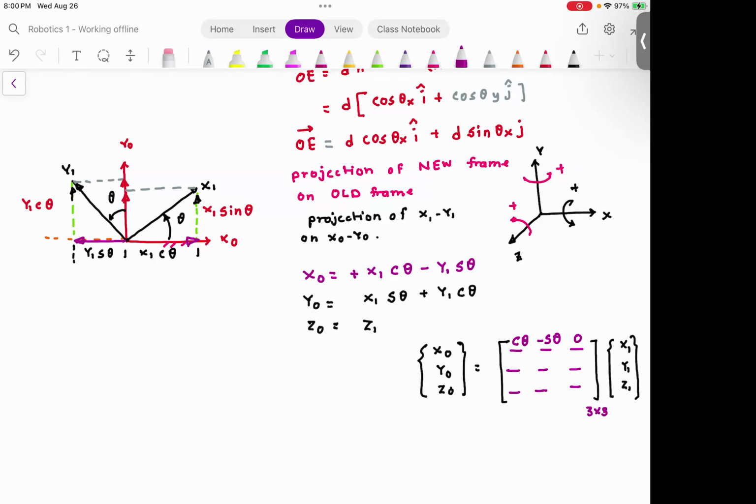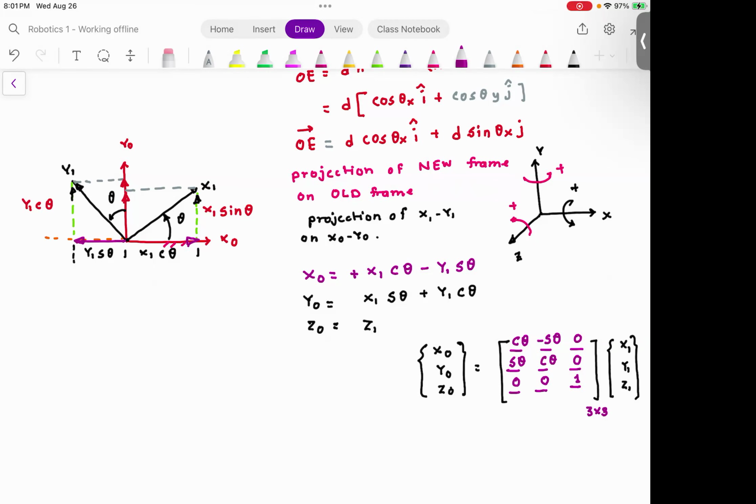So this matrix is a 3 by 3 matrix. First row, first column, first row, second column, first row, third column. Second row, first column, second row, second column, second row, third column. Third row, first column, third row, second column, third row, third column. So this is a 3 by 3 matrix. So tell me what would be here. Cosine theta, 0. Then last column, last row: 0, 0, 1.